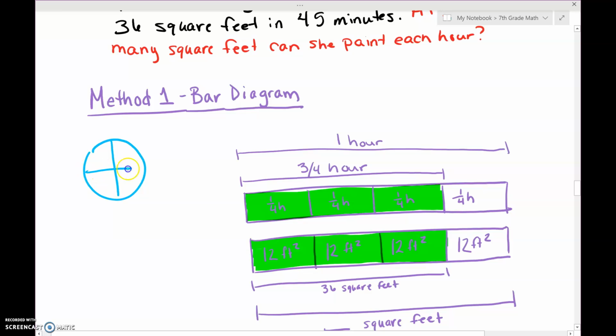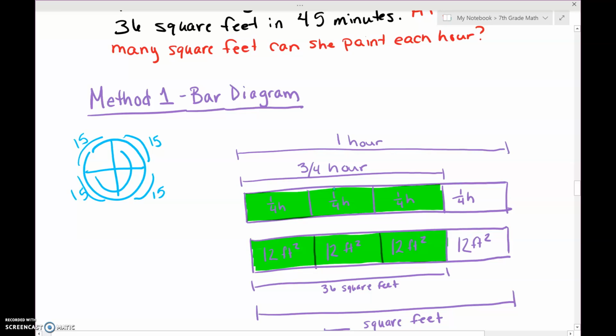I can split the clock into 4 sections, and every section is 15 minutes. So we know that a quarter of an hour is 15 minutes, right? So if it takes her 45 minutes, how many quarters is that? 3 quarters. So right here, I've got my bar into 1 quarter, 1 quarter, 1 quarter, 1 quarter. So we know that in 3 quarters of an hour, this first green part, she can paint 36 square feet.